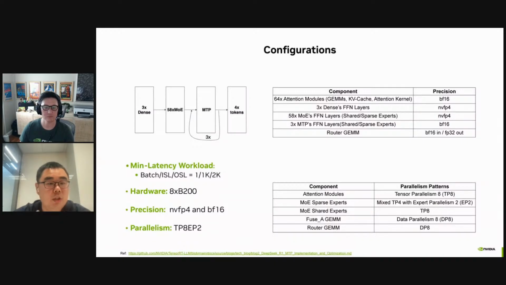The last configuration is about the parallelism strategy. We have introduced TP8 and EP2. The meaning of TP8, EP2 is listed in the second table. For example, for attention modules, we have introduced TP8. For MOE sparse experts, we have introduced a mixed TP4 and EP2. For MOE's shared experts, we have introduced TP8, while for Fuse A GEMM and router GEMM, we have introduced DP8.